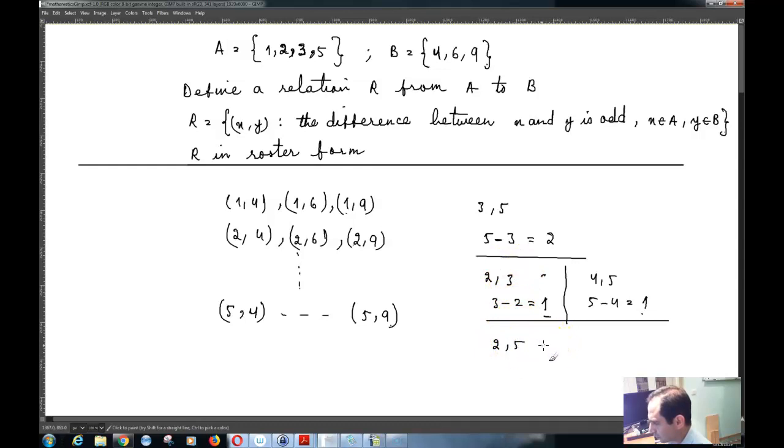Then 5 minus 2 is equal to 3, which is an odd number. So that means that if one of the numbers is even and one of the numbers is odd, the difference is going to be odd. Now if both the numbers are odd, the difference is going to be even, which is not what we are looking for.